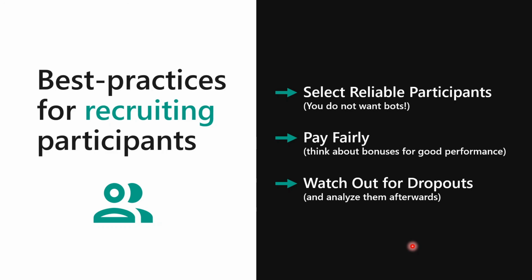If you, for example, only take the 95% most reliable participants, then it takes a longer time than compared to if you take the top 30% or something. Then pay fairly. And I think it's really great if you consider bonuses for good performance, which is also a motivational issue that's really cool. And important, and I want to stress this, really important for online experiments is watching the dropout rate, recording the dropout rate, and analyzing the dropout rate after the experiments.